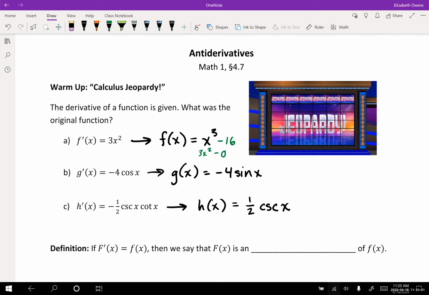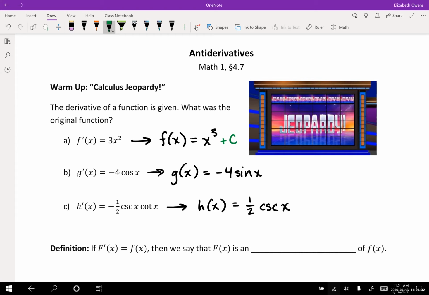So what we've got here in black for our answers, those are right. So this is good. You guys won this round of Calculus Jeopardy. I think Natalie took the lead with 2 out of 3 of those, by the way. Good job, Natalie. But there are other functions that will work for these. So we could do x cubed for this first one, but technically we could also add or subtract any constant on there and it would still work out.